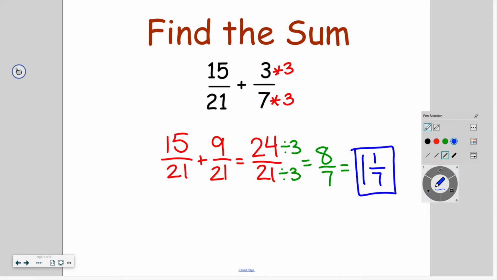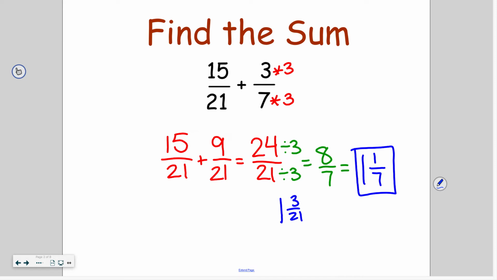So we have that chance to reduce before, right here where I reduced with dividing by 3, or you could have turned it into 1 and 3/21, which would then get reduced to 1 and 1/7.